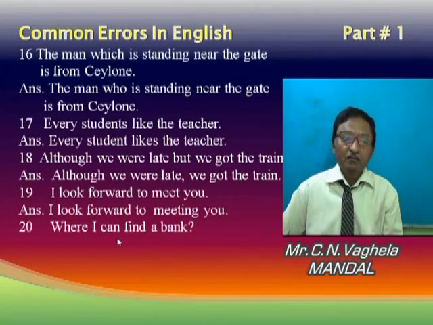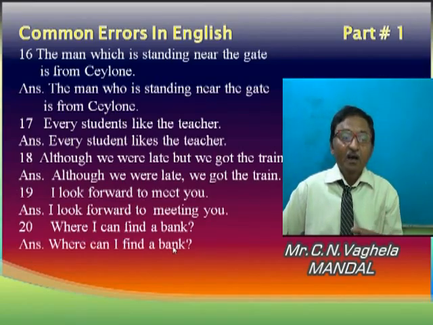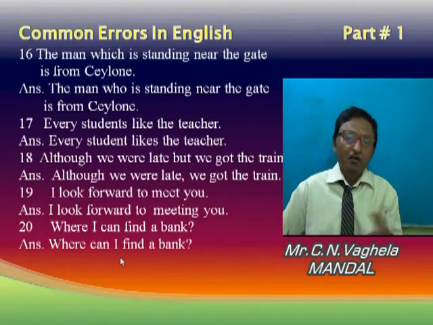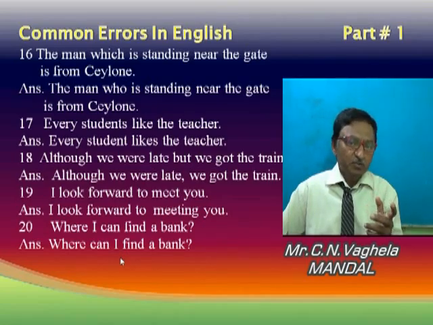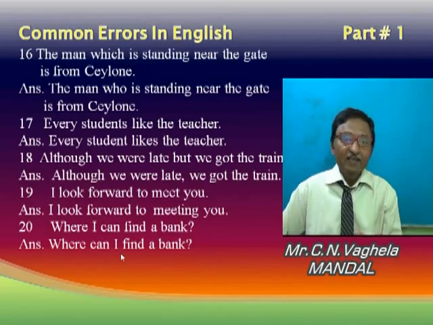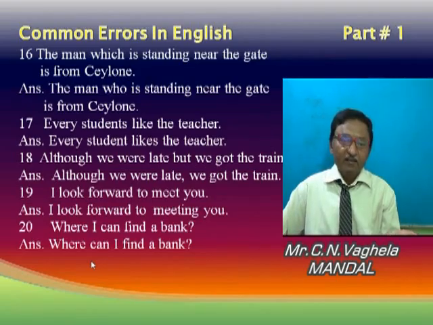Where I can find a bank. Here there is a mistake because we have not used this sentence properly. Actually this sentence is an interrogative sentence. The correct one will be: where can I find a bank? When you ask a question, you need WH words, or you have to use auxiliary verbs at the beginning of the sentence. So here can will be before I. Here I is the subject. So the correct answer is: where can I find a bank?